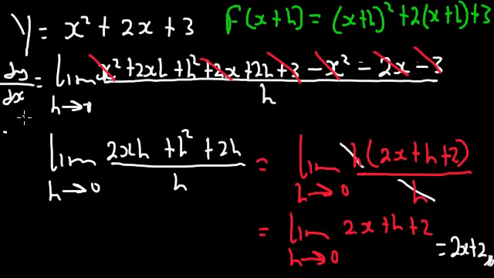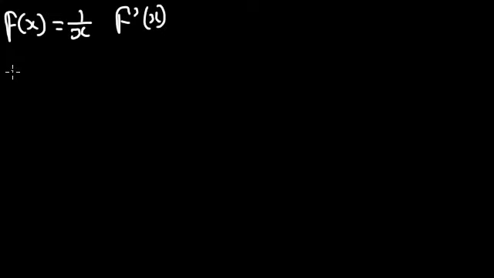Now on to example number 3. Hopefully you are now getting used to the logic. So the goal is just to find a way to get rid of h to avoid an undefined function and simplify whatever you are left with. So on to question number 3. Consider the function f of x equals 1 over x. So feel free to pause the video and find f prime of x, which corresponds to dy/dx.